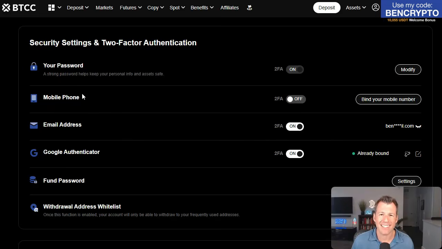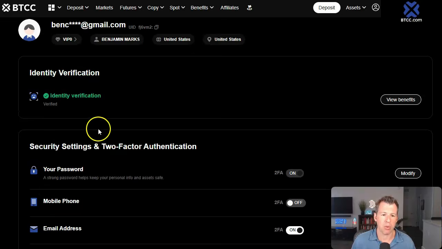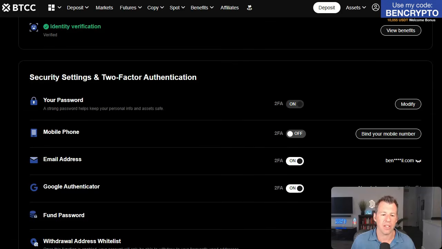Mobile phone means you get a text, and you have to verify that. Email address, you get an email that you have to click on to verify. Fund password is a separate 6-digit password that you create that you would have to enter. Google Authenticator, this is the one I would recommend. You download the Google Authenticator app, you get a code, and you have to enter that as well. So that's what I'd recommend. Regular password and then Google Authenticator is 2FA.